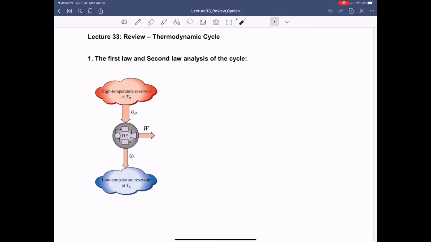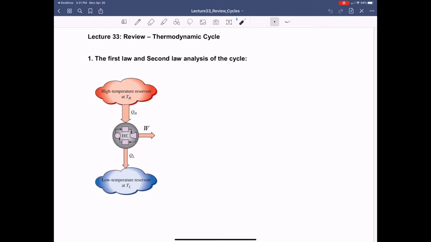The first thing that we want to review is about how we can apply the first law and second law to the cycle entirely. Okay, so please look at the diagram that I gave you about the cycle, where we have a cycle in the middle of the high temperature reservoir at TH and low temperature reservoir at TL.